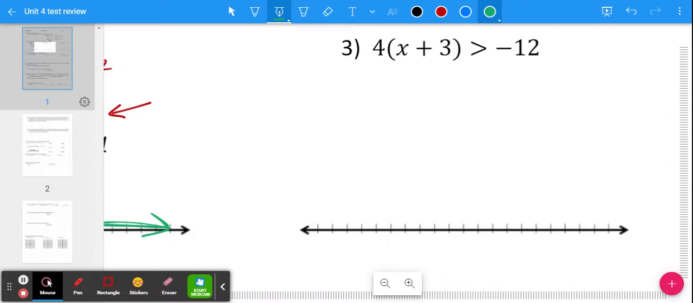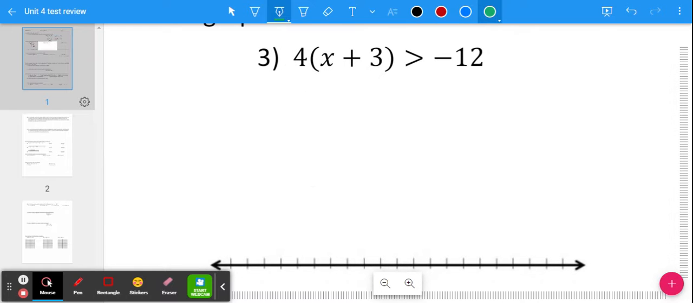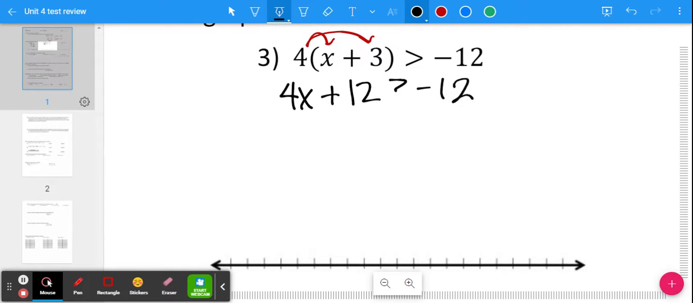For the next one, again, we can start this one of two ways. You can either distribute or you can divide. I think the majority of students in my class distribute, so that's the way I'm going to solve this one. So we have 4 times x is 4x. 4 times 3 is 12. So we have 4x plus 12 is greater than negative 12.